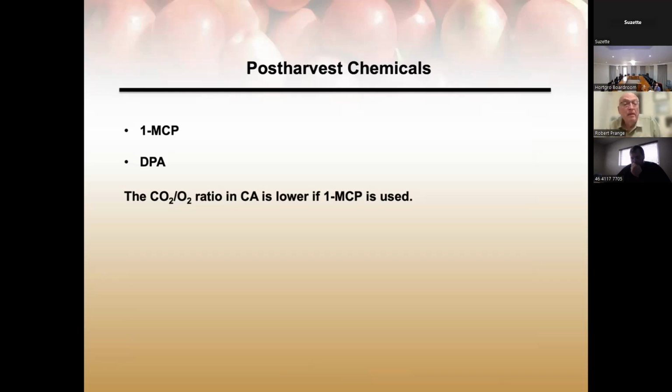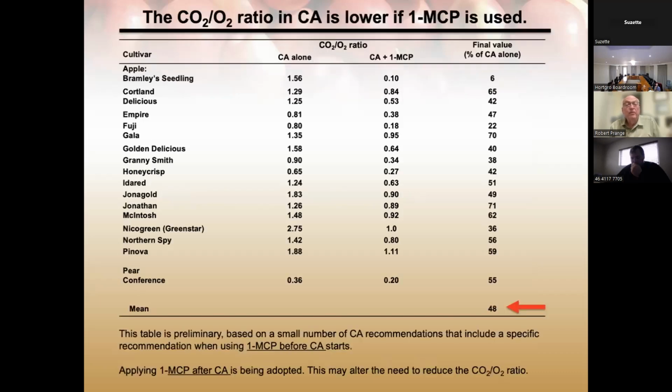And the point I'm making, and I'll show you in a moment, is that the ratio of CO2 to oxygen in CA should be lower if MCP is used. Now, I've gone through my data set, and it may take a bit of attention here on what I'm showing you. So the first column is cultivars of apples, and I think a number of those would be grown in South Africa. Now, the next column, I have a CO2 ratio.